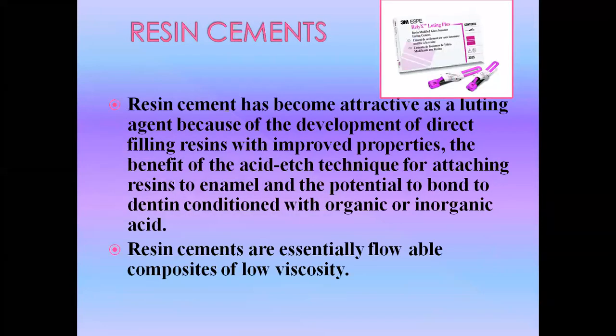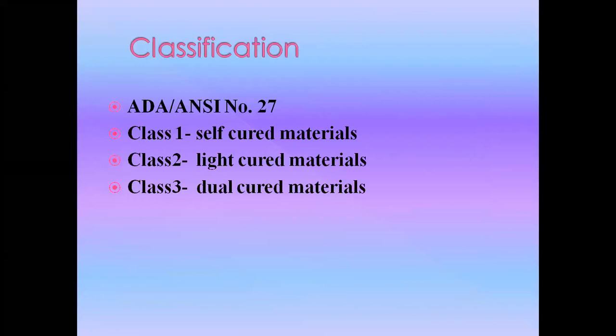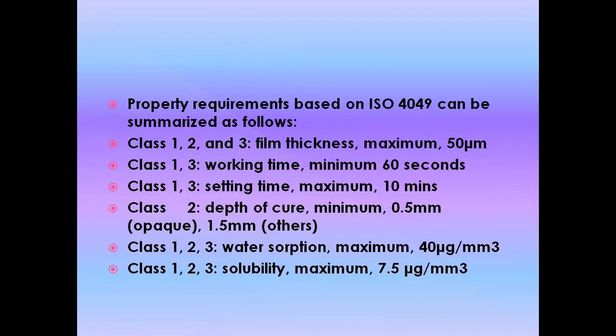Resin cements, you have three classifications: class 1, 2, and 3. Class 1 is self-cured materials, class 2 is light cured materials, class 3 is dual cured materials. Class 1, 2, and 3 have a film thickness maximum of 50 microns, and class 1 and 3 have a working time minimum of 60 seconds and a setting time of maximum 10 minutes.